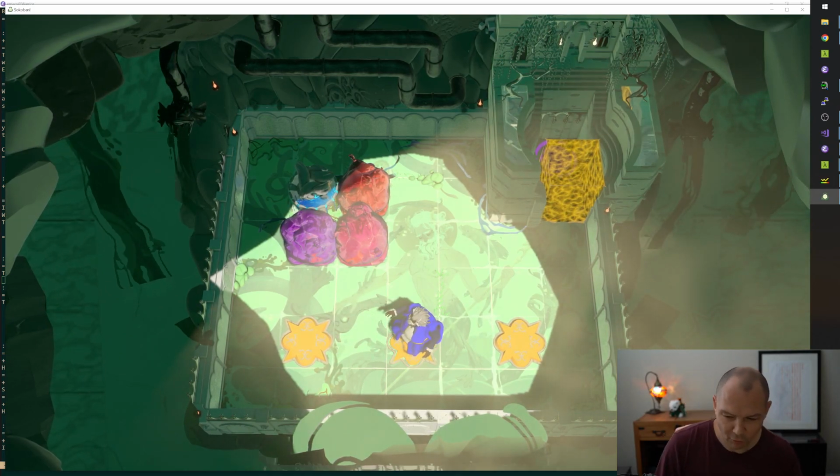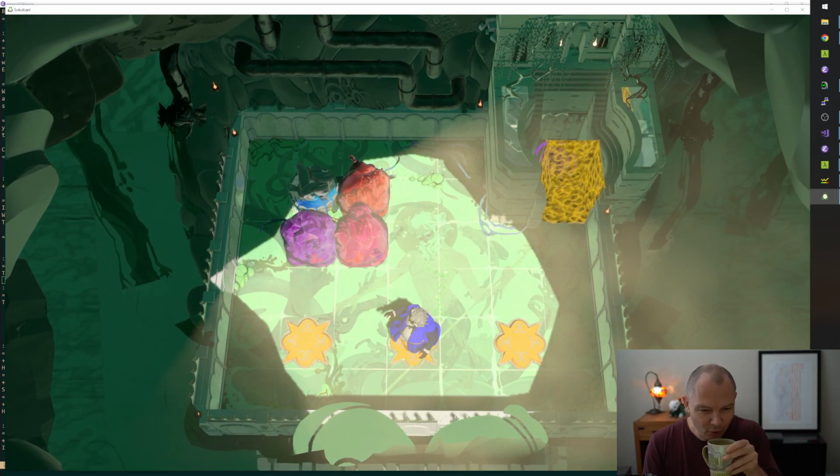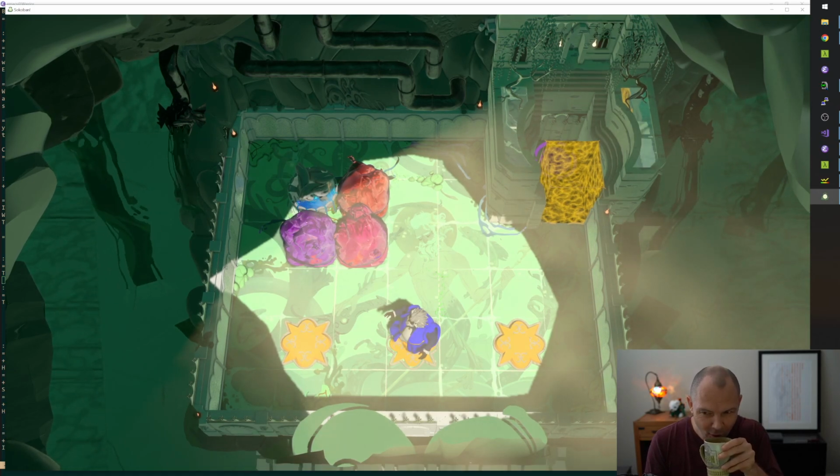Did I buy enough sun chips? There are no CDs in this world.